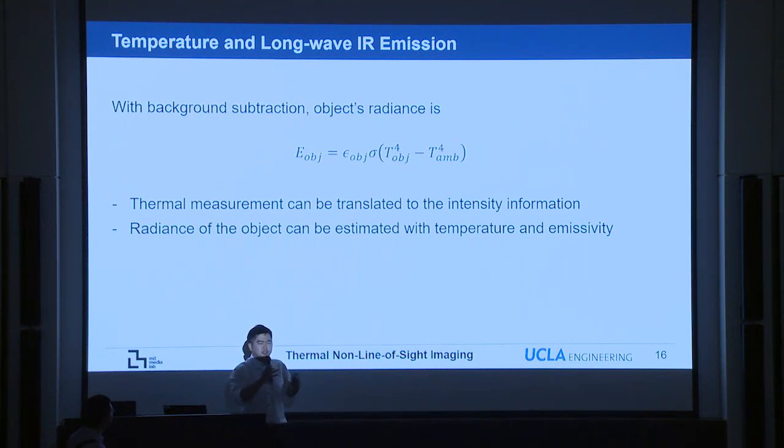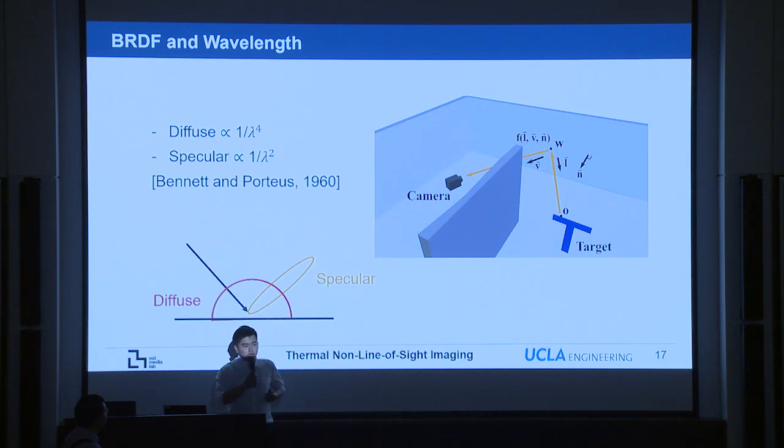After translating the thermal measurement into intensity information, we can actually use the optical light transport to model the mapping between the object and the measurement. We need BRDF to model this. BRDF describes how the light reflects off the surface. It typically consists of 2 terms, diffuse and specular.